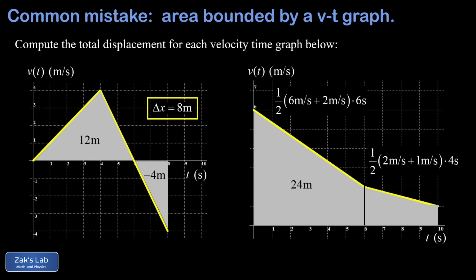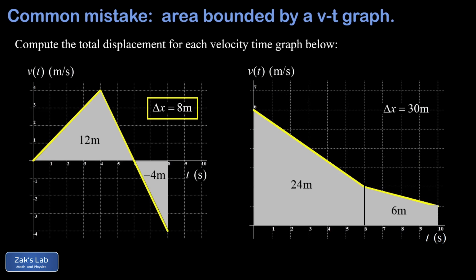And so we get a 3 in those parentheses. 3 times 4 is 12. We divide by 2, and we arrive at a displacement contribution of 6 meters. Now we can put together our two displacement contributions here, and we arrive at a total displacement of 30 meters. Hopefully this clarifies what we mean by the area bounded by a VT graph, and I'll see you next time.